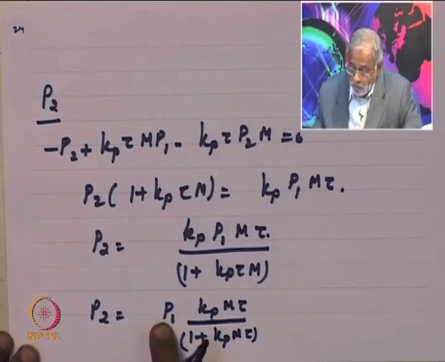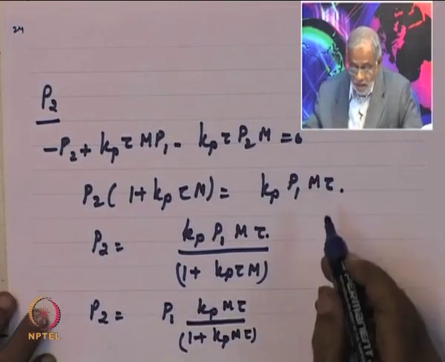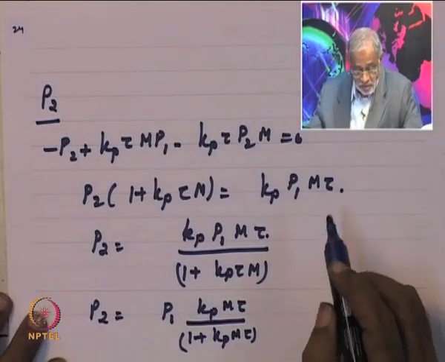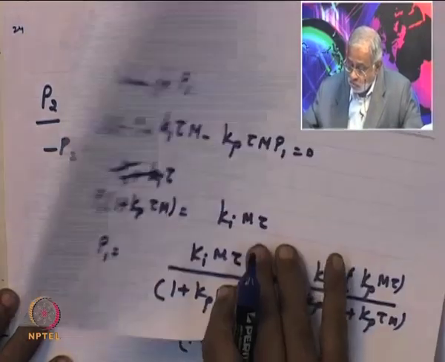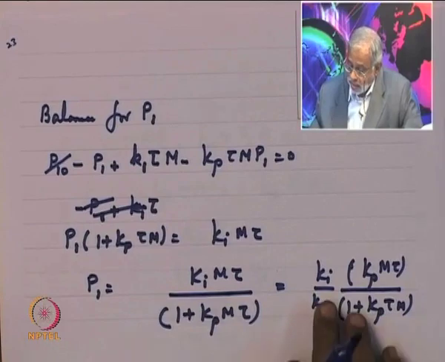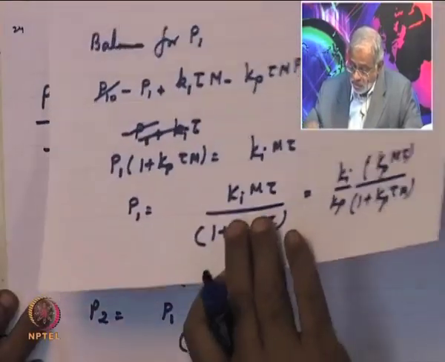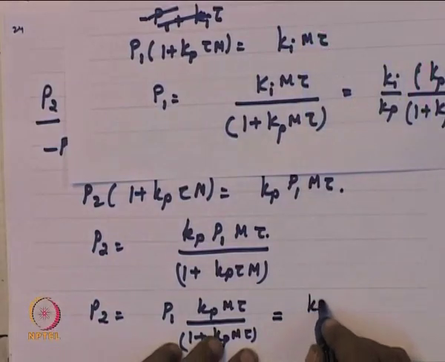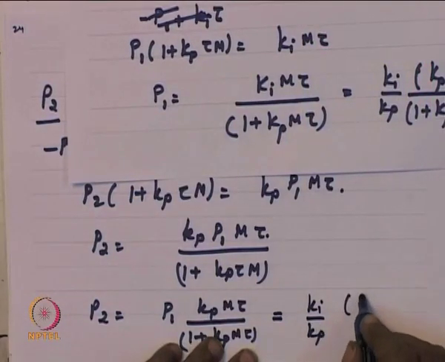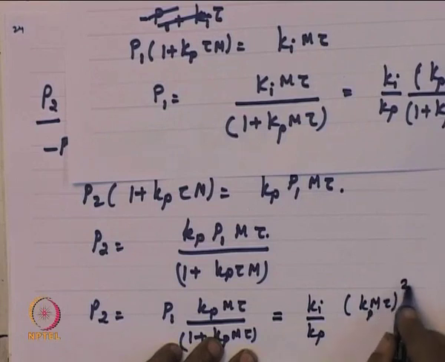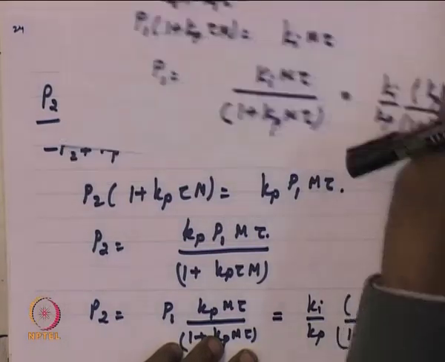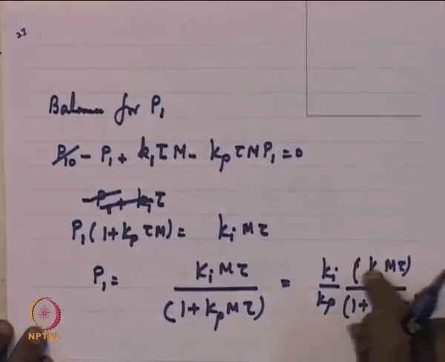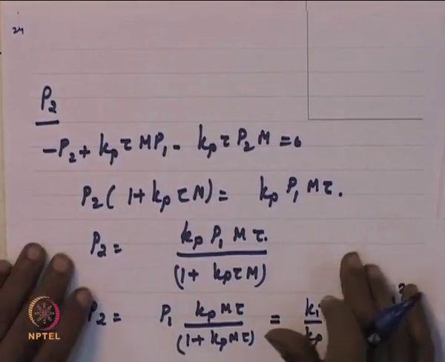Notice here P_1 and P_2 are related. Similarly, we can write for the others. So, we can substitute for P_1 from here. We can write this as K_I by K_p, you can see here. So, this becomes K_I by K_p within brackets of K_p m tau, whole squared, divided by 1 plus K_p m tau, whole squared. So, K_I by K_p, K_p m tau over 1 plus K_p m tau, times P_1, and for P_2 it is squared. Therefore, you can write for P_n.